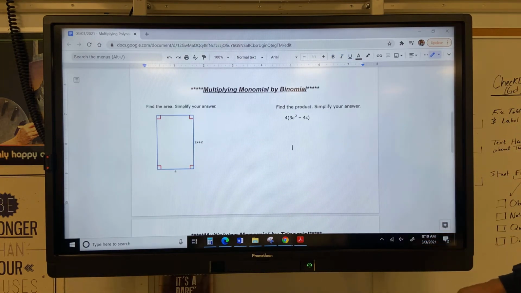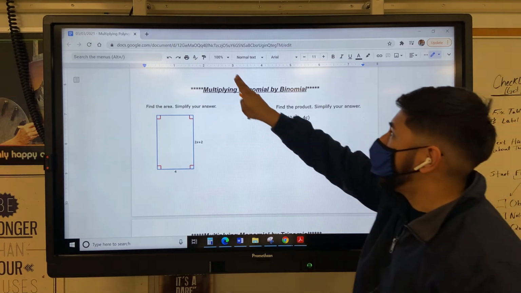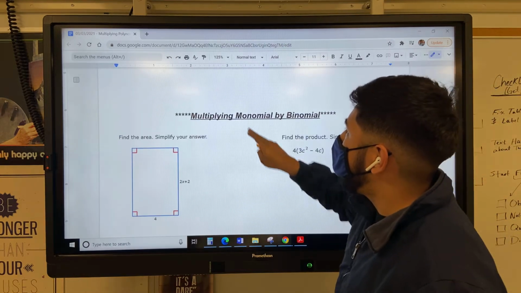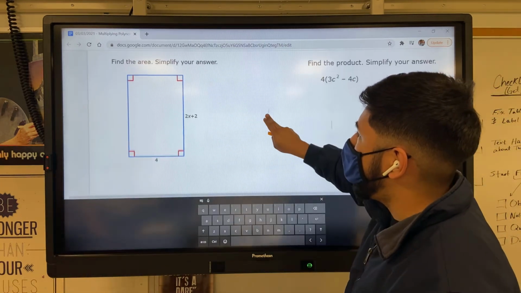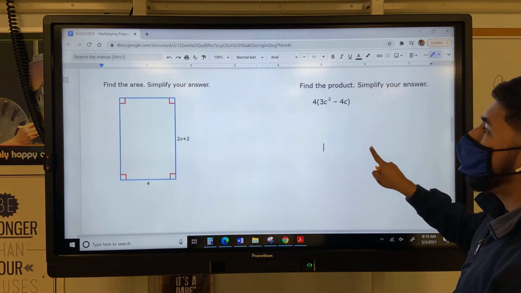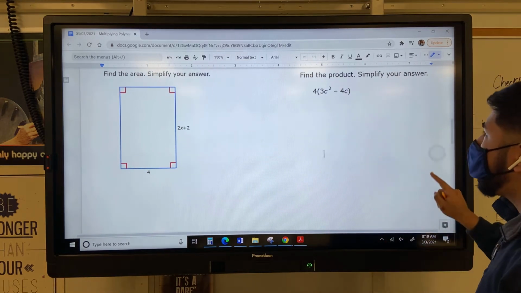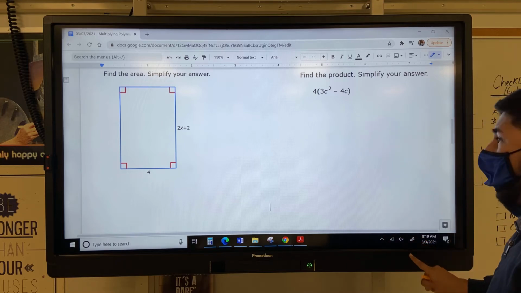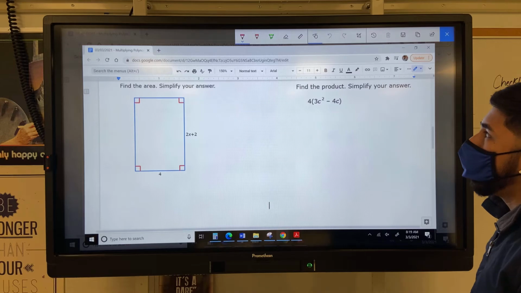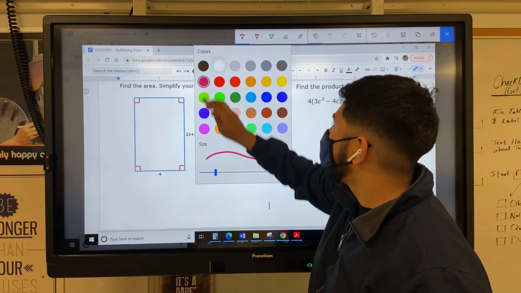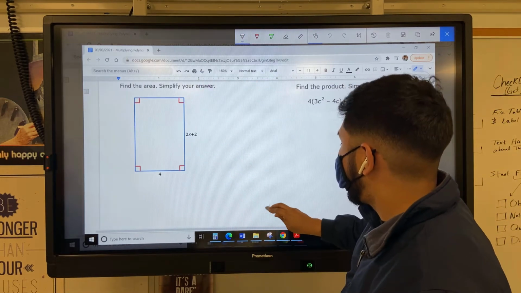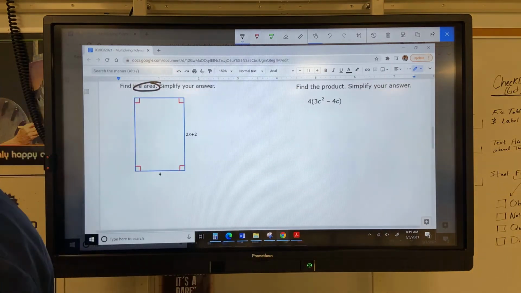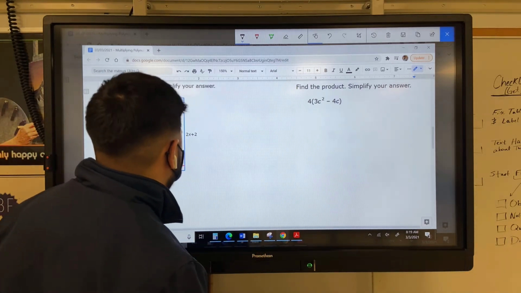First examples. Mono times bi. So we got a single term multiplying a two-part term. Right here, it's talking about area. Area usually means you have to multiply, so make sure you know multiplication.